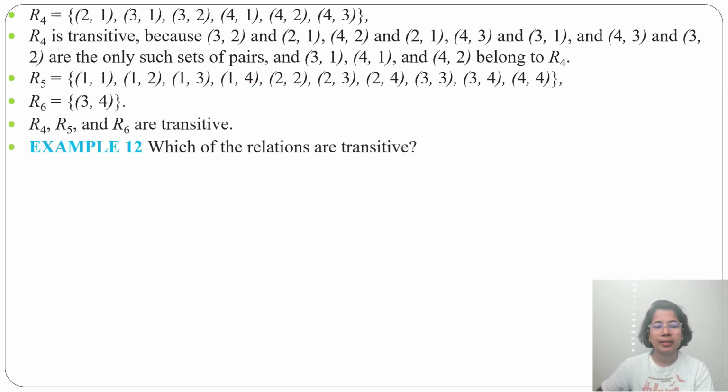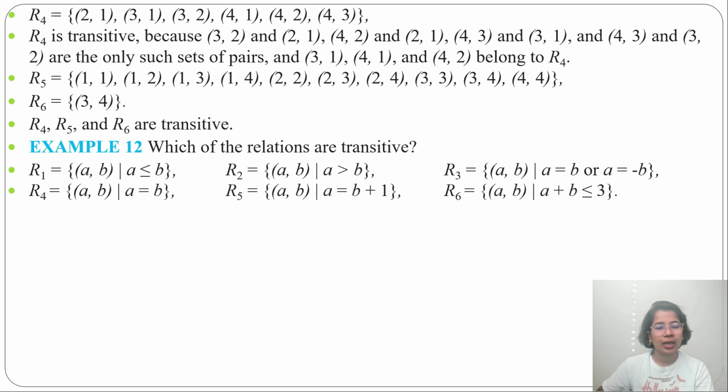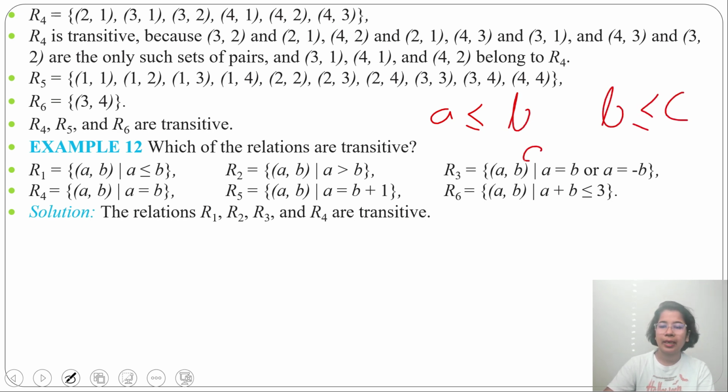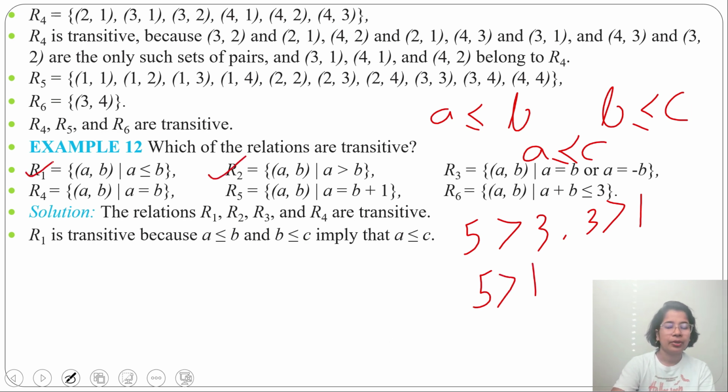Now next example, example 12. Which of the relations are transitive? I already discussed the same example for reflexive and symmetric. Just go through that. Here R1, R2, R3, R4 are transitive. R1 is transitive as a less than or equal to b, b less than or equal to c, then a is less than or equal to c. Hence R1 is transitive. R2, a greater than b, so you can say 5 greater than 3, 3 greater than 1 means 5 greater than 1. So R2 is also transitive.